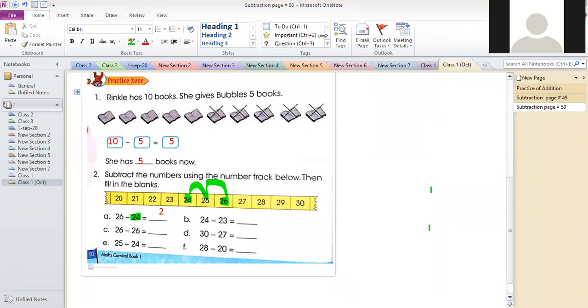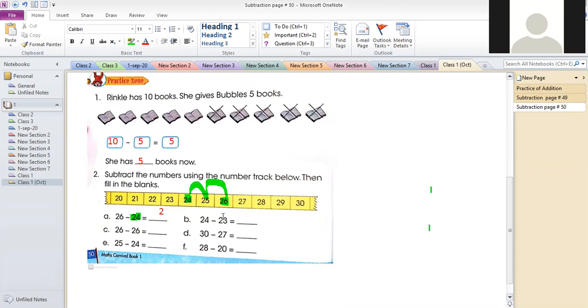I repeat for you guys how you have to solve it. In question 26 minus 24, you start counting from 26 and you will count back. How many steps you go back until you reach this number? This is 24. So this is 26, 1 and 2. On the second step, I find 24. So I will count how many steps I go back. This is 1 and 2. So I go 2 steps back. That's why 2 is the answer.